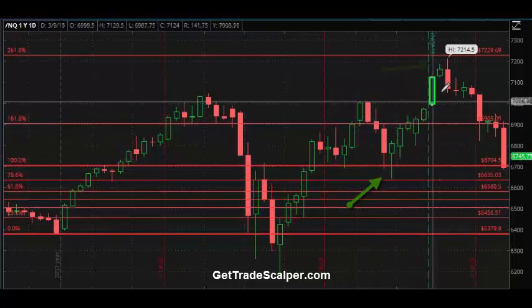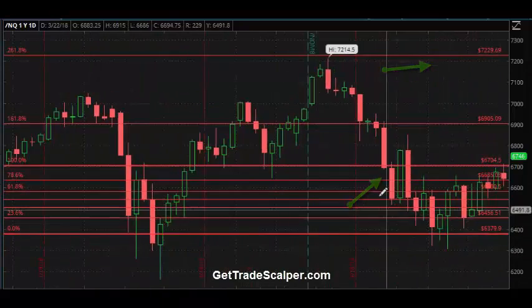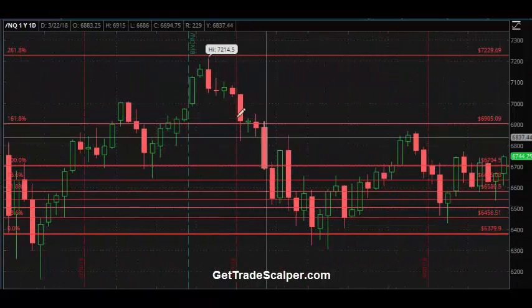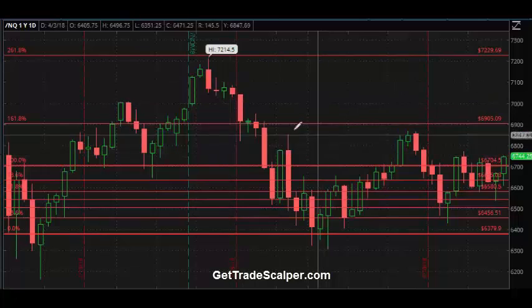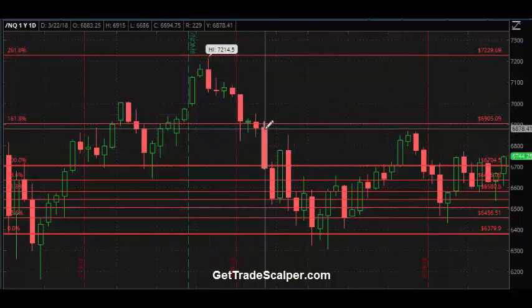Important levels that you should be mindful of. If you're not, do a little study on it. Once again, I'll have some links down in the description for you to help you get going here.